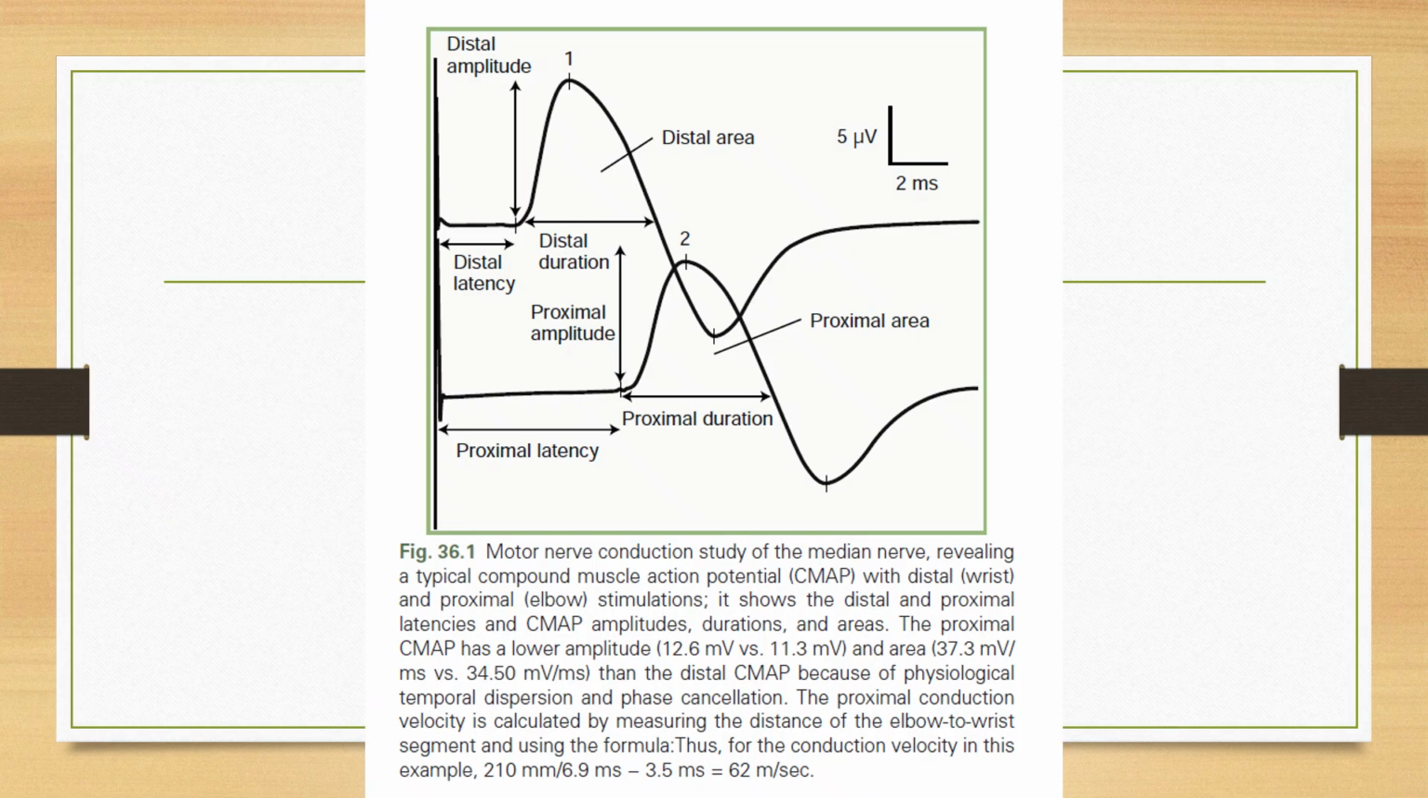In this image, we can see motor nerve conduction study of the median nerve, revealing a typical compound muscle action potential with distal and proximal stimulations. It shows the distal and proximal latencies, CMAP amplitudes, duration, and areas. The proximal CMAP has a lower amplitude and lower area than the distal CMAP because of physiological temporal dispersion and phase cancellation. The proximal conduction velocity is calculated by measuring the distance of the elbow to wrist segment and using the formula.